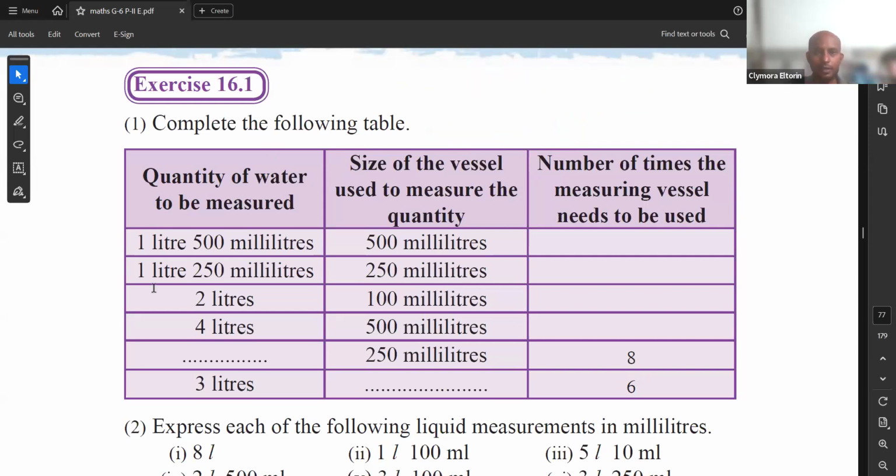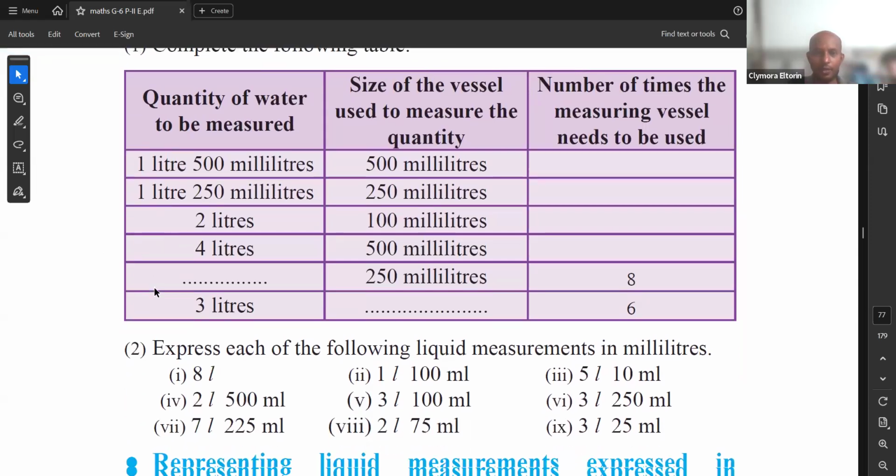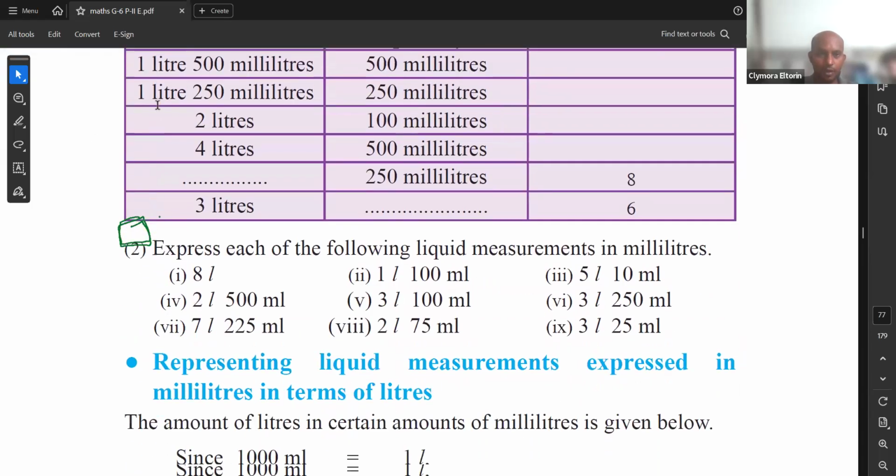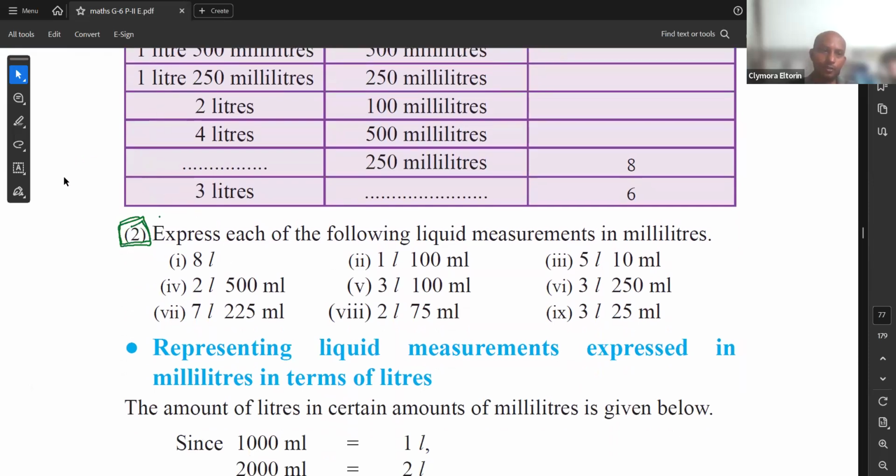Now you can try the same exercise, 16.1, question number 2. Just write it as exercise 16.1, then the question number, and try it. Stop this video and try it. After that, I'll continue the video and you can check your answers. I'm not going to wait for you in this video, otherwise the video is too long.